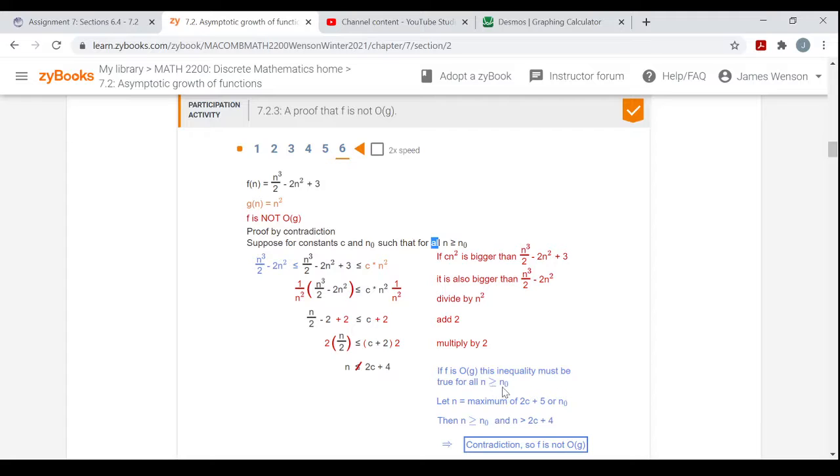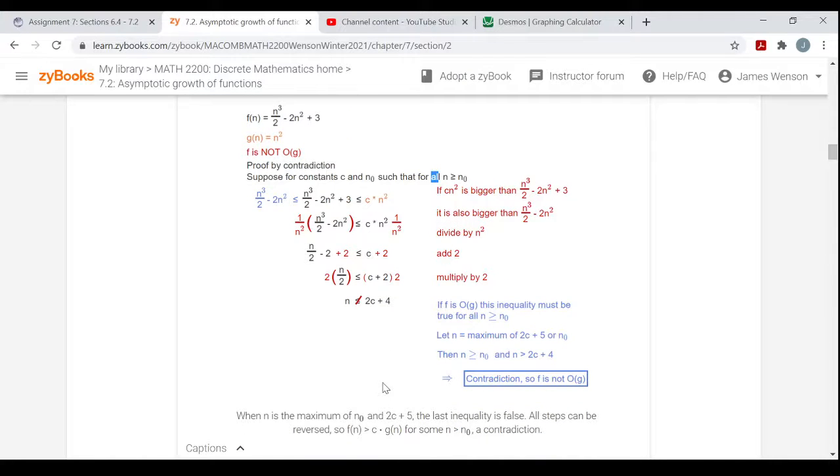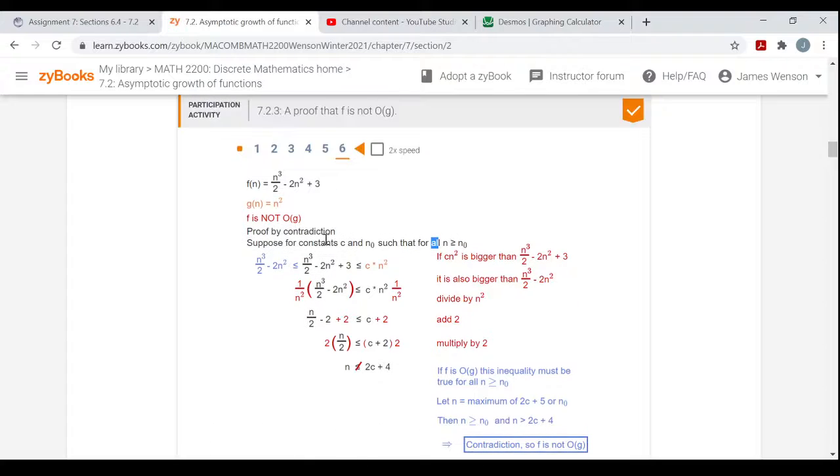So whichever one's bigger, n0 or 2c plus 4, anything beyond that, it won't work for. So this contradicts the fact that this has to work for all n greater than or equal to n0, because it's not going to work for n greater than 2c plus 4, right? So it can't be both, right? So you got a contradiction, and therefore f is not O of g.